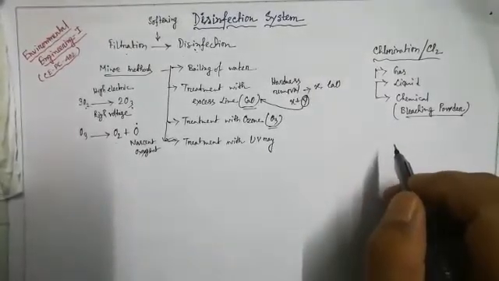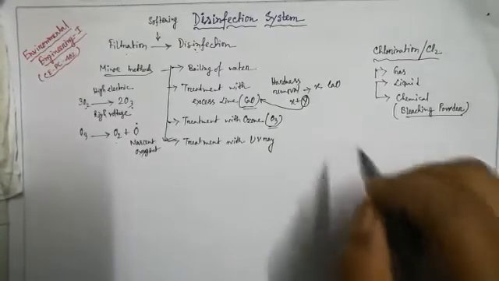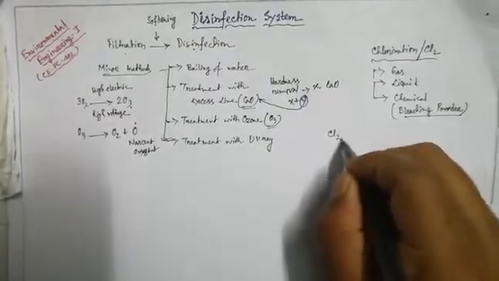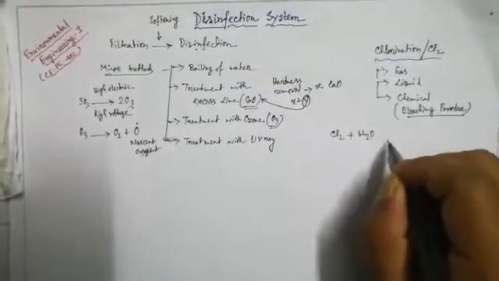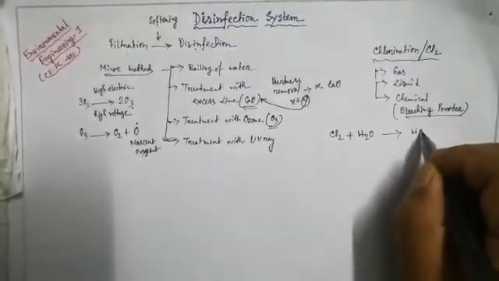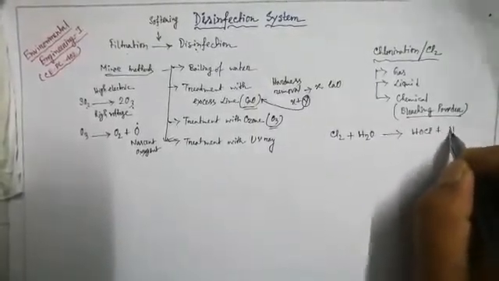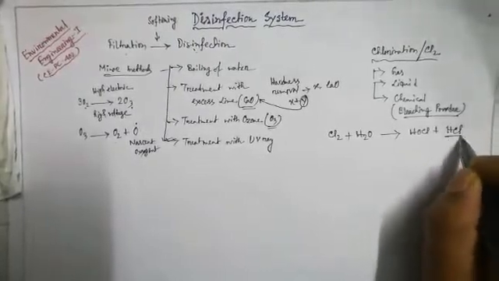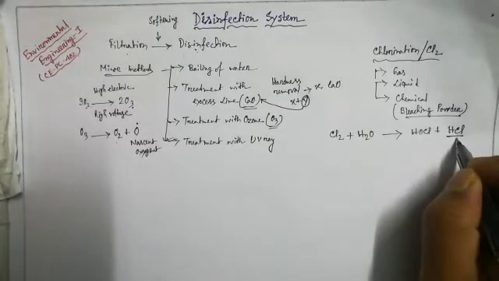Whenever Cl2 is generated, that Cl2 will react with the water molecule like this: Cl2 plus H2O. It will produce HOCl plus HCl. Whatever HCl has been generated here, it is not an acid, it is hydrogen chloride gas.